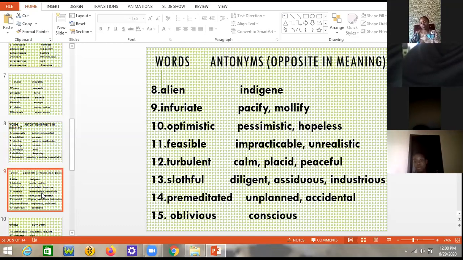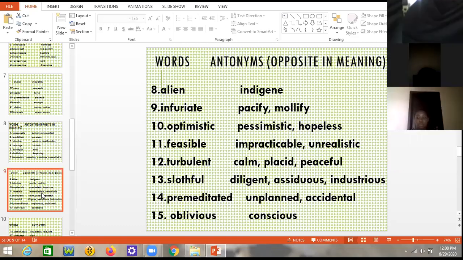Feasible. When you say something is feasible, this project is feasible. Opposite of feasible: impracticable, unrealistic. So if something is feasible, it is realizable, realistic, something that you can achieve. So the opposite is what? Impracticable, unrealistic. So we are saying it's feasible that WAEC could start what? This month. Is that unrealistic? It's not possible. Yes. This month is gone already.